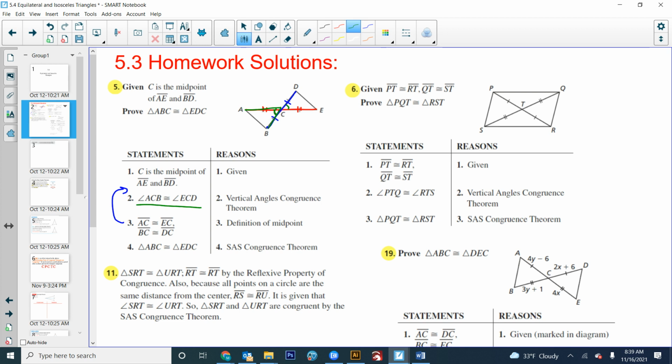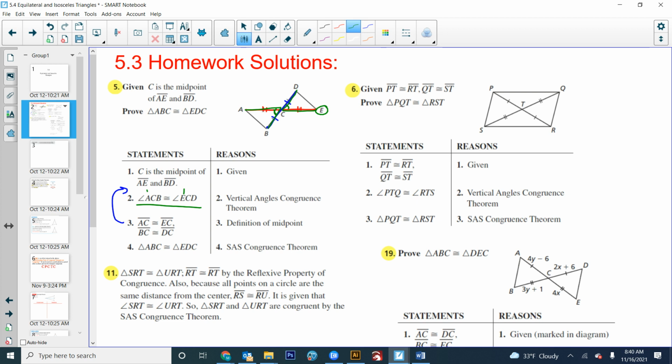Did you name them in the correct order? Angle ACB. If you said A first, you had to say E first over here, ECD, because A and E are the corresponding angles. Now, could you have had BCA and DCE? Yes, that's fine too. Are you with me? At that point, we have SAS. The triangles are congruent by SAS. That's not that bad, is it?